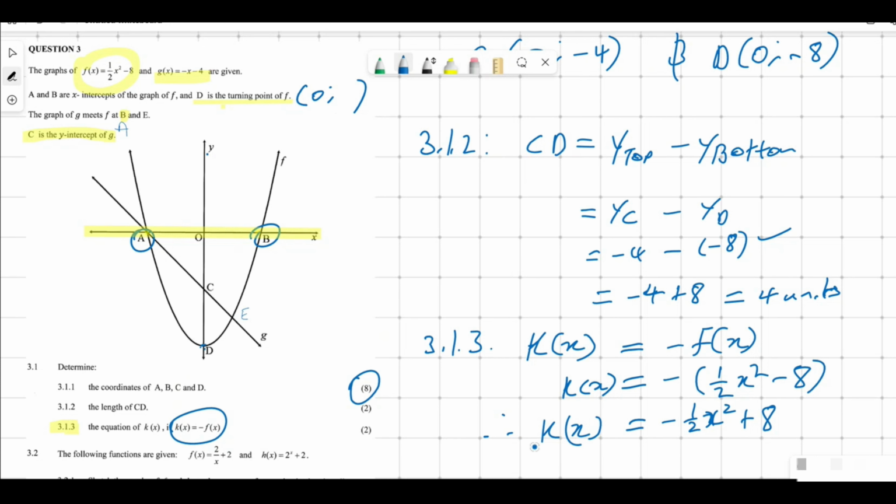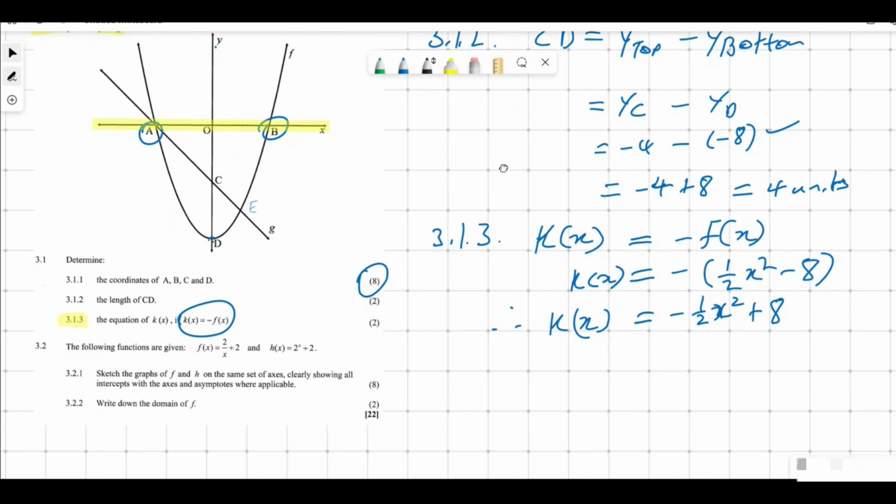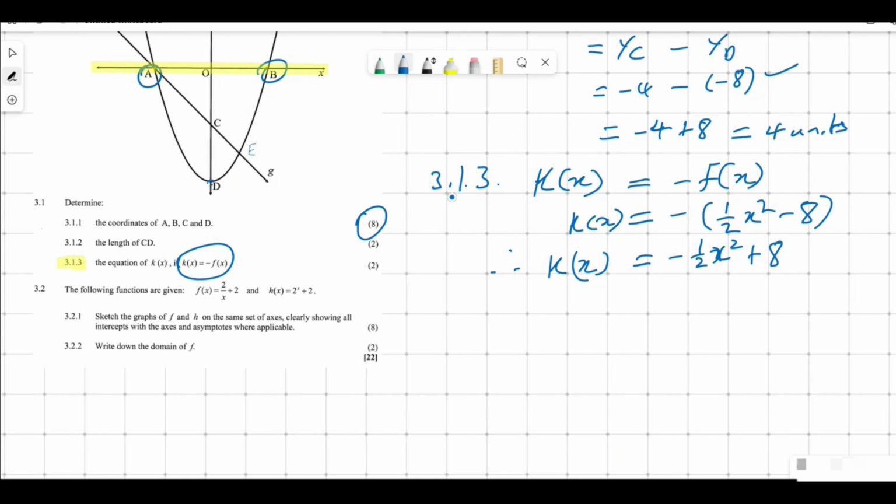Was this hard? No. Yeah, it's very straightforward, especially the mark allocation there, it's 2 marks. So you don't need to bother. So how many marks did you collect so far? 12 marks. Now we are moving to 3.2.